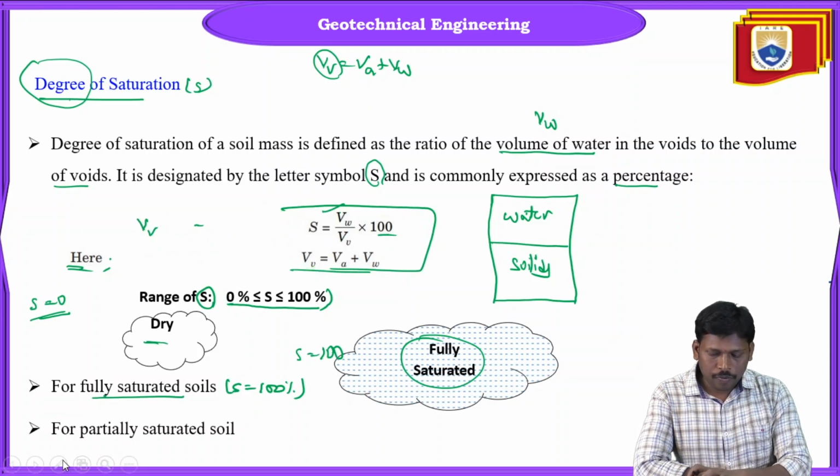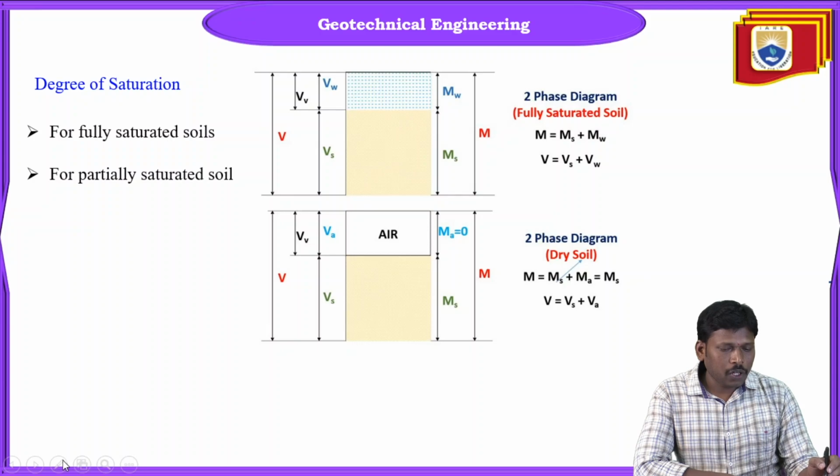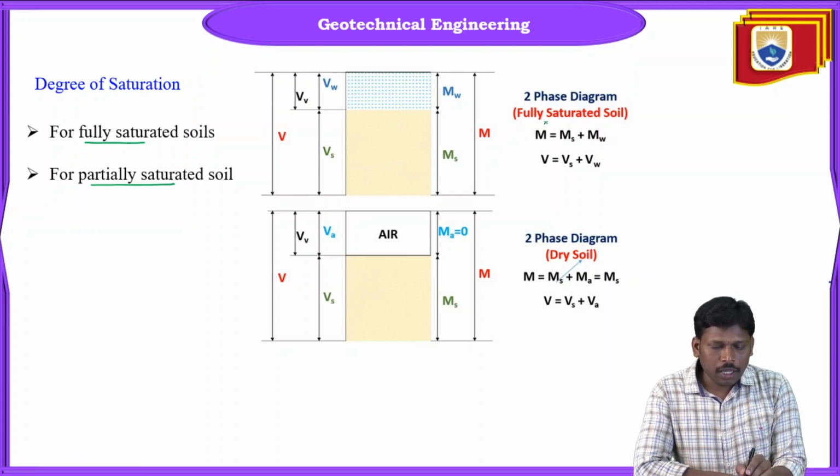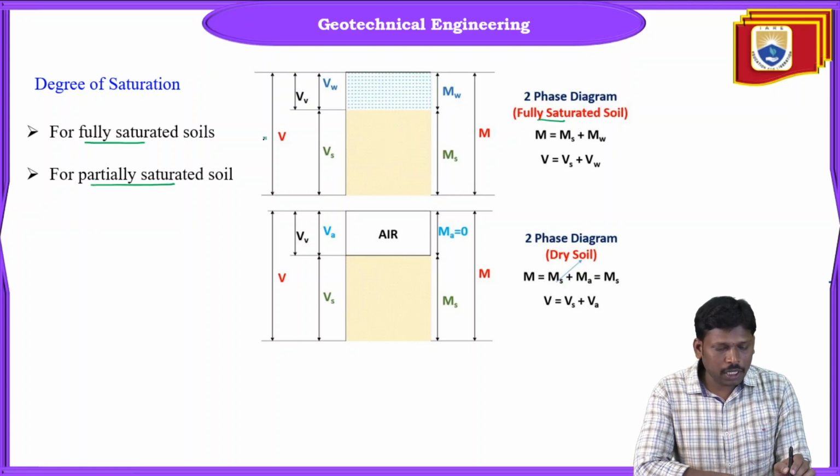Okay, coming to the next continuation of the conditions of degree of saturation: case 1 is fully saturated and case 2 is partially saturated. As we can see in the two-phase system of the fully saturated condition, the air phase is absent completely. Air is completely absent in this case, so it becomes only two-phase.